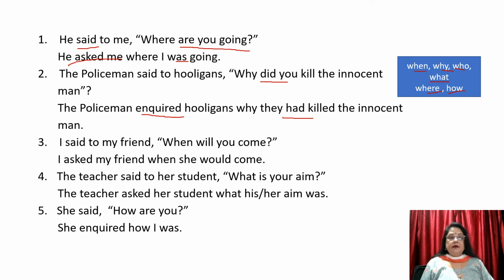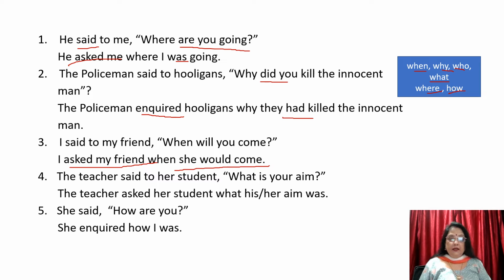The next one is, I said to my friend, when will you come? I said to my friend, क्या बोला मैंने अपने friend को? मैंने पूछा, isn't it? बोला नहीं. I asked my friend when she would come. तो questions जो है वो simple sentences में convert करते हैं. Okay? और उसका tense जैसे मैंने बताया उसी तरह से change होता है indirect speech में.